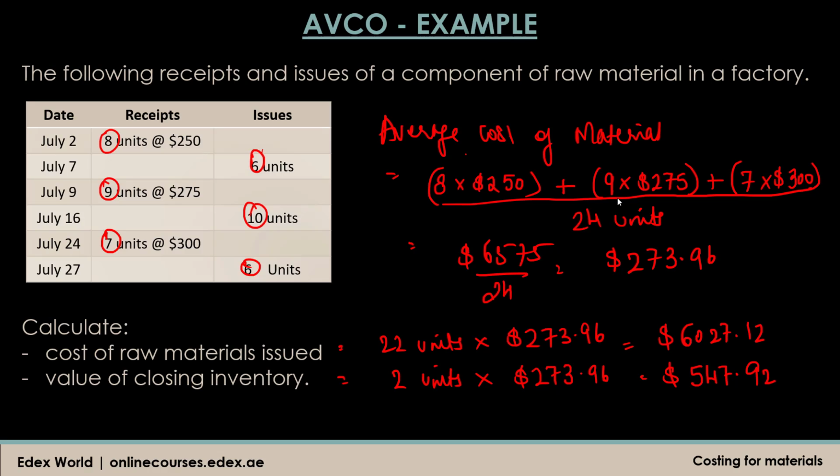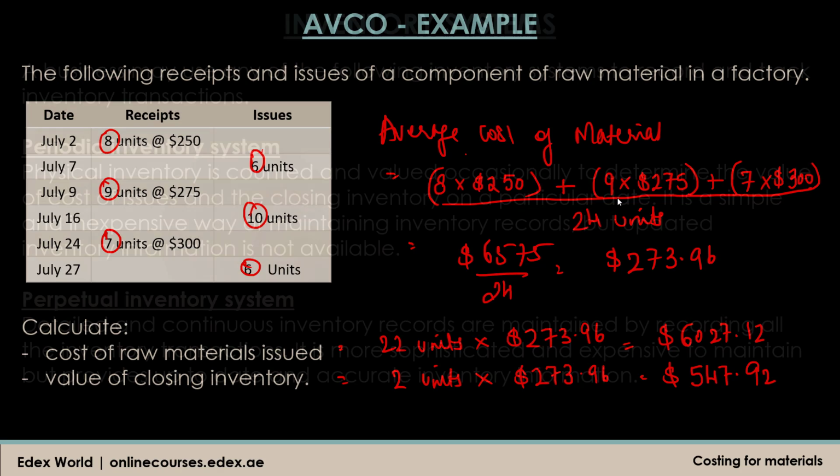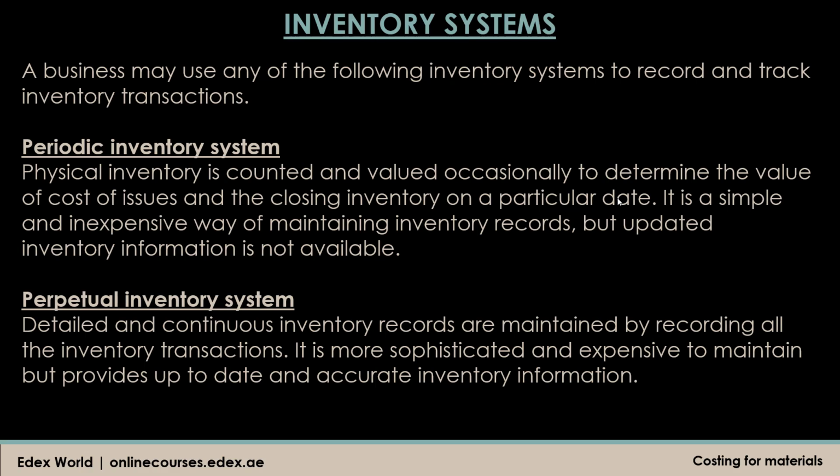So this is how you do the average cost method. Now that you've understood cost flow assumptions, let's understand the different types of inventory systems. So a business can use 2 types of inventory systems to keep a record of and track their inventory transactions. One is the periodic inventory system, which is a simple inventory system compared to the other one, and where transactions are not maintained or recorded on a daily basis, or every time a material is received. Maybe transactions are not recorded in the inventory books.